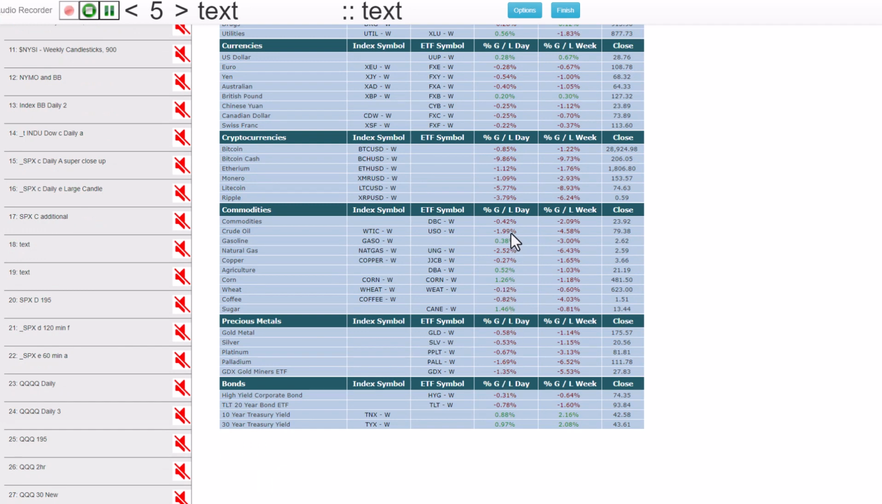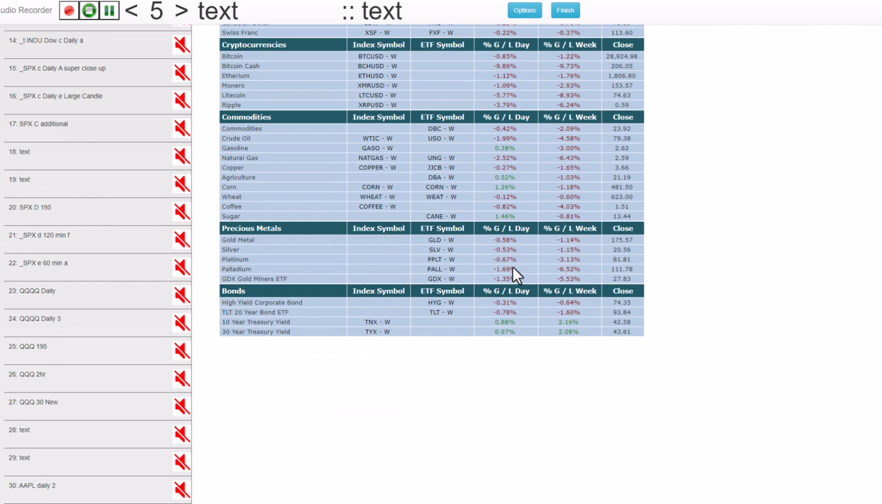Crude oil down 2%. The index, DBC, down 0.4%, down 2% for the week. Big losses on the week for all these ETFs. 2% for the index, 4.6% for crude oil, 6.4% for natural gas. So big losses here across the board.